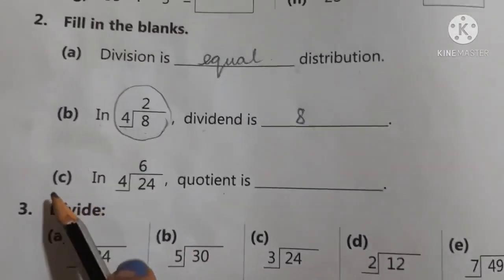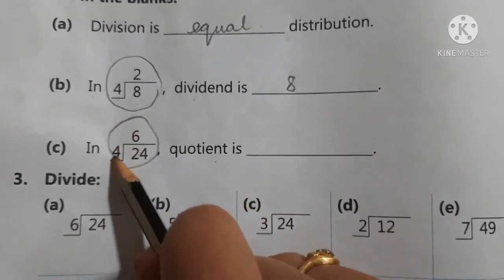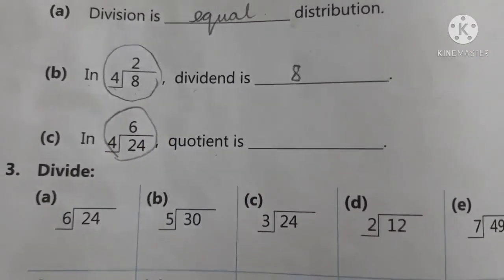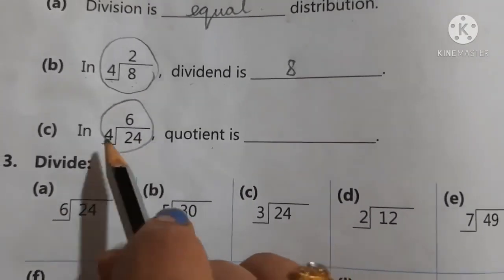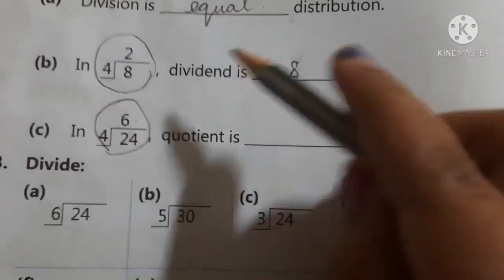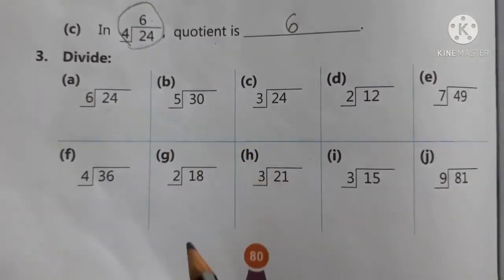Now let us take question C. In this question, they are asking for the quotient. Now see, just read this aloud. 24 divided by 4 is 6. Which is the quotient here? 6 is the quotient. The third heading is divide. Divide these problems.